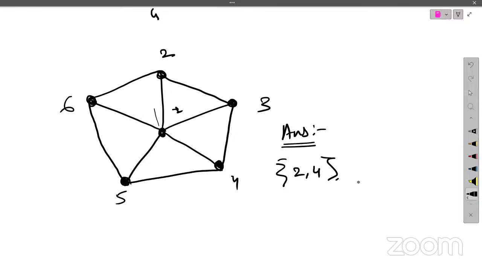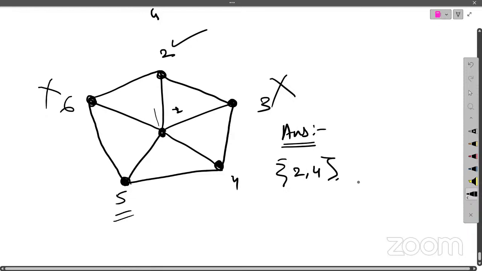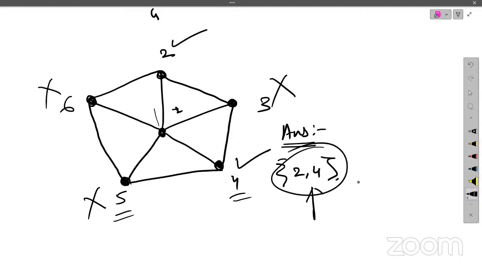Because if you take 1, then we cannot take any other vertex. So obviously we should not consider 1 in our independent set. So let's take 2. If you take 2, then we cannot take 6, we cannot take 3. So the only choice left is either we can take 5 or we can take 4. If we take 4, then obviously we cannot take 5. So here the maximal independent set will be only 2 vertices.